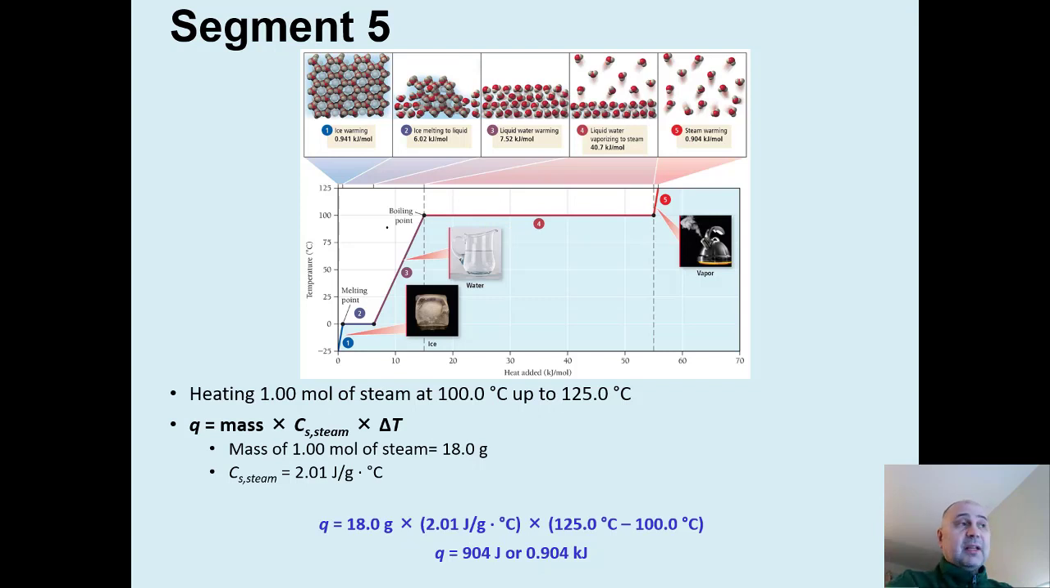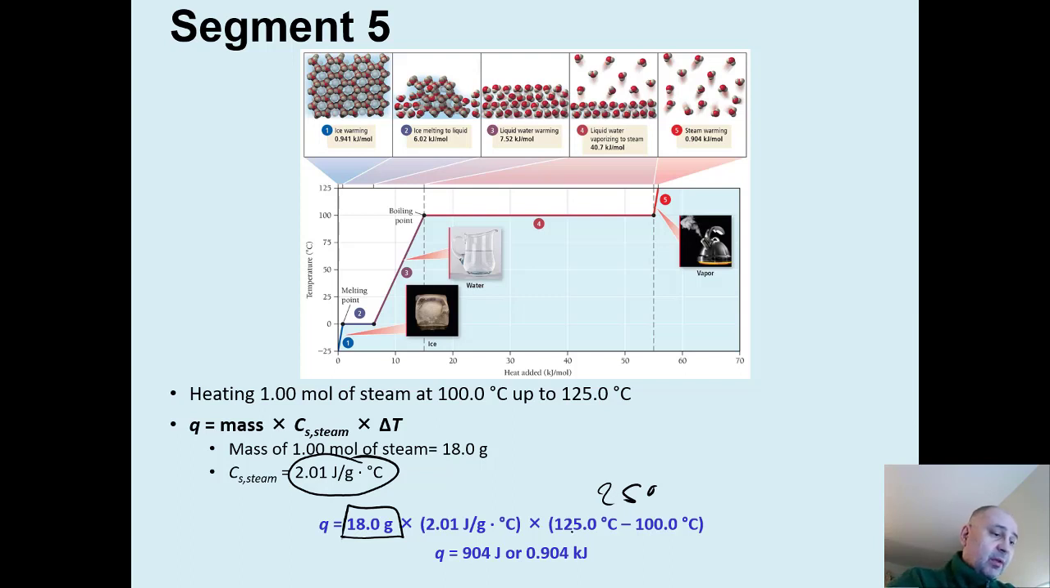I have a bunch of problems like this in active. All right? Okay, so the final part then is the heat of steam. It is almost the same as heating the solid, not quite, but it's 2.01 joules per gram per degree. So again, we don't have a mole, so we go back to our grams. The change in temperature is 25 degrees.